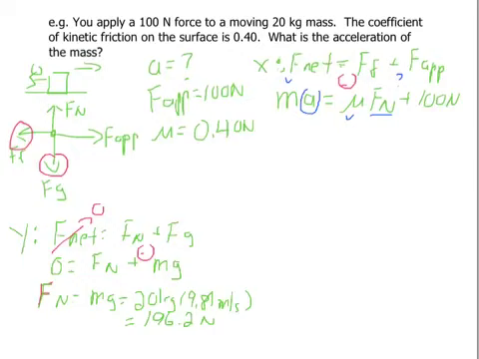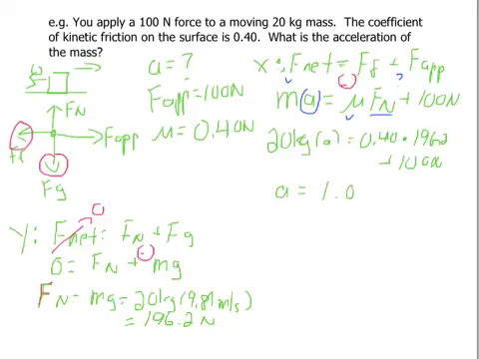Now we can go back into our x component and substitute that number in for the normal force. Substituting everything else, the mass is 20 kilograms. We're trying to find a equals 0.40 times 196.2 newtons plus 100 newtons. We solve for a, and acceleration is 1.076 meters per second squared, or 1.1 meters per second squared to the right.